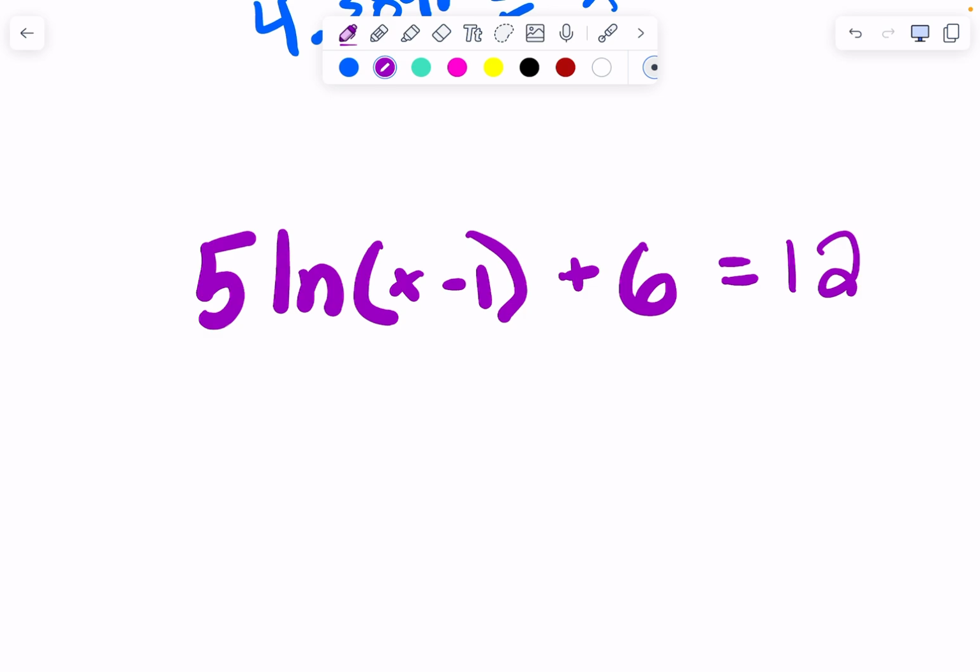Why don't you put the 5 back up there and spread it out? I would not. Divide it over to the other side if you can. You can put it back up to the other side, but it's going to be really ugly. So, e to the 6 over 5. Part of that is knowing when to put the 5 up and when to leave it down. In this case, I'd leave it down.